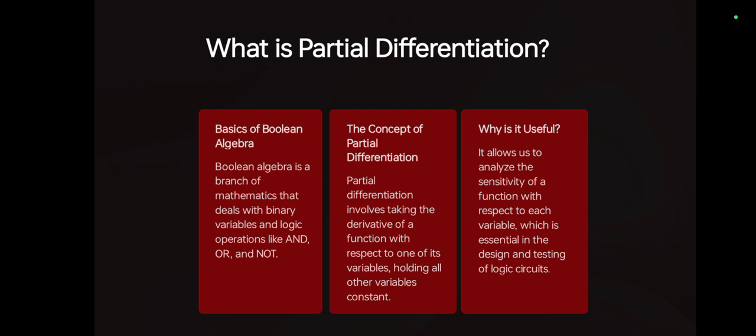The basics of Boolean algebra. Boolean algebra is a branch of mathematics that deals with binary variables and logic operations like AND, OR, and NOT. Partial differentiation involves taking the derivative of a function with respect to one of its variables, holding all the other variables constant. It is useful because it allows us to analyze the sensitivity of a function with respect to each variable, which is essential in the design and testing of logic circuits.